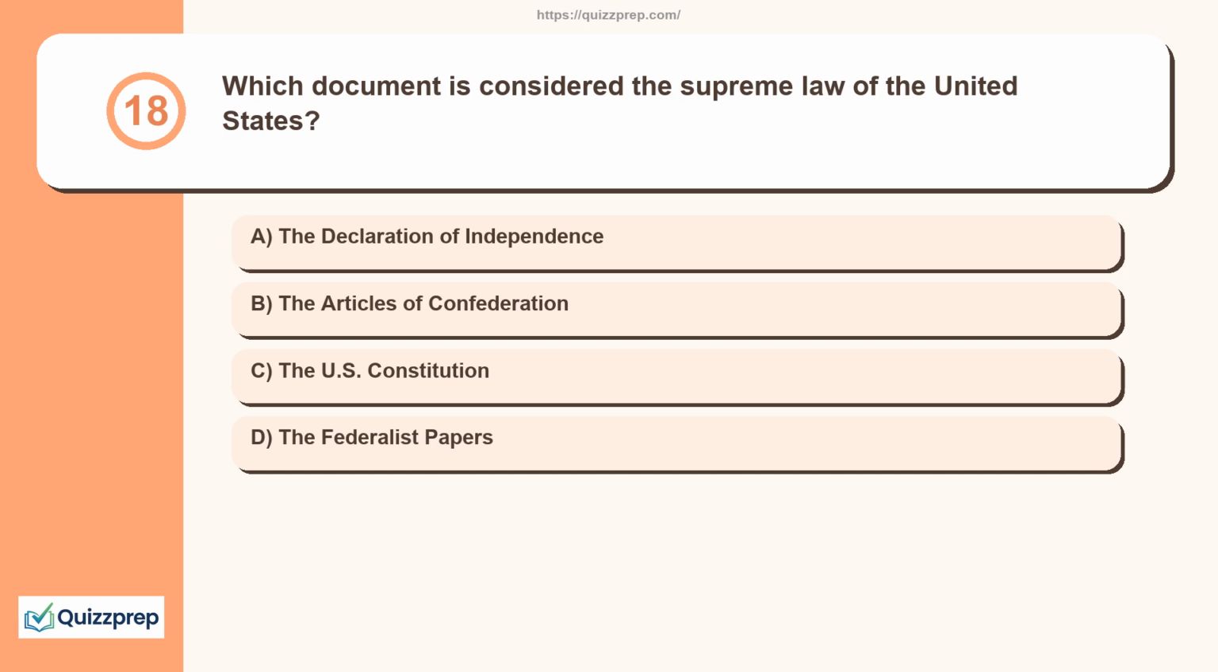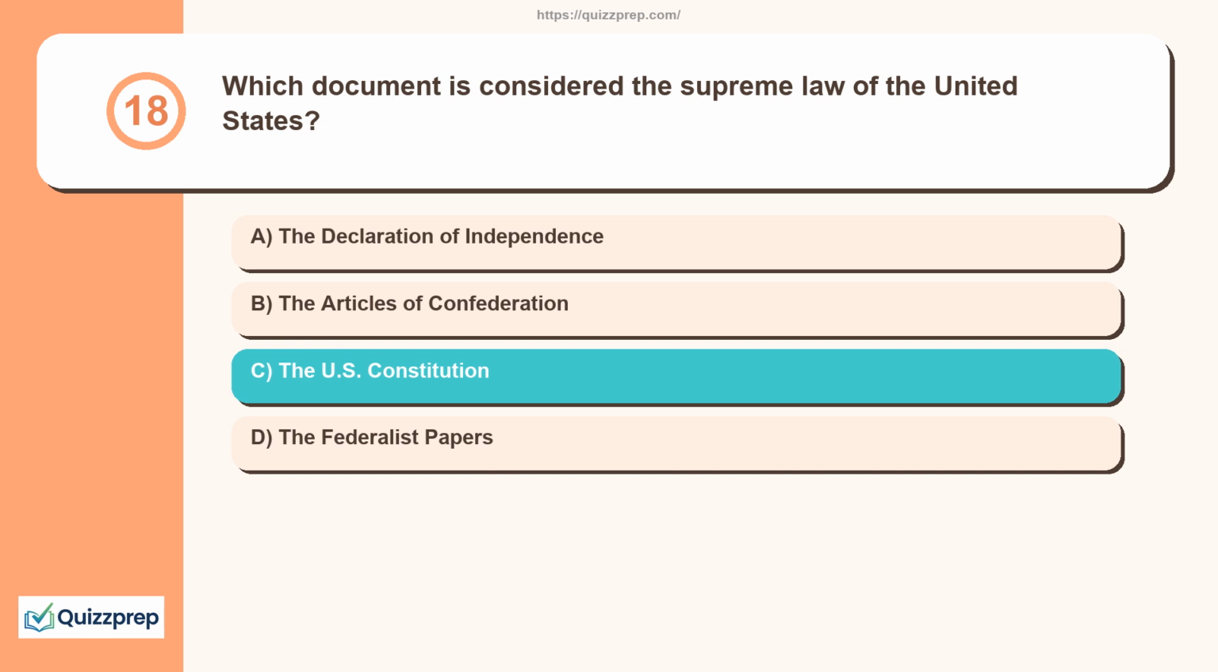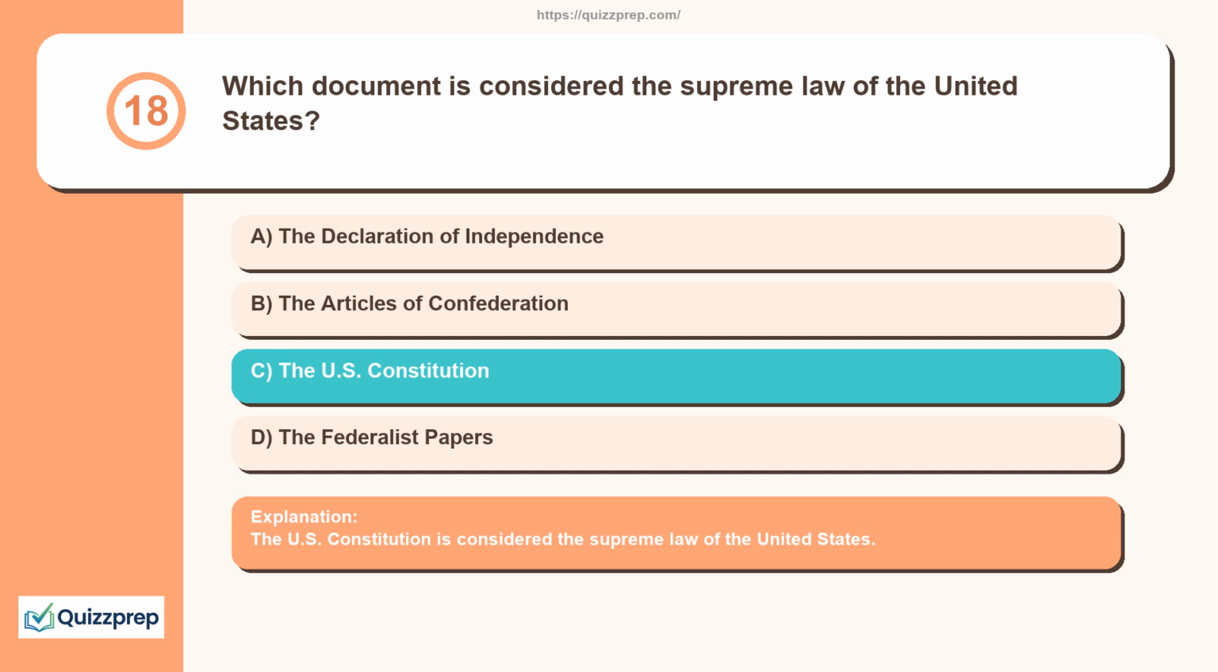Question 18. Which document is considered the supreme law of the United States? The Declaration of Independence, the Articles of Confederation, the U.S. Constitution, the Federalist Papers. The U.S. Constitution is considered the supreme law of the United States.